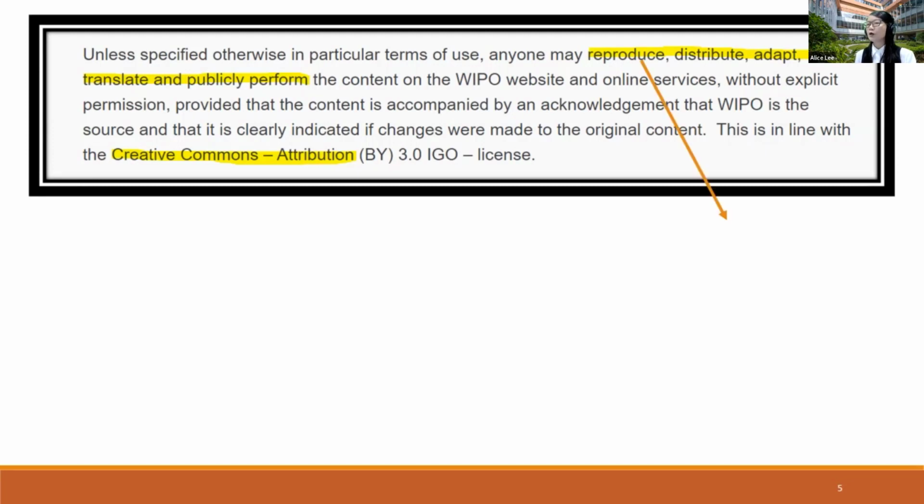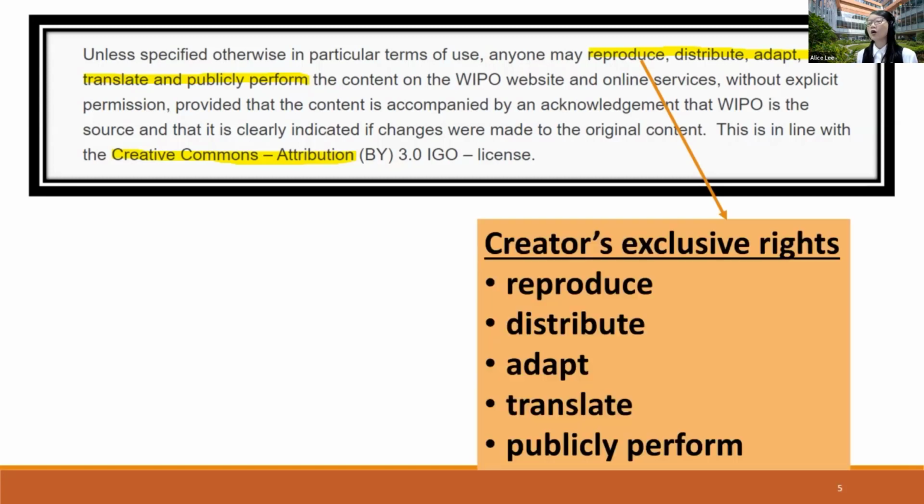The first thing we note is that these 5 words, reproduce, distribute, adapt, translate, and publicly perform, are actually examples of a copyright creator's exclusive rights. In other words, if you want to do any of these things, you should get the permission of the copyright owner. Otherwise, it would be copyright infringement. But how can we get the permission of the copyright owner if we don't even know the copyright owner?